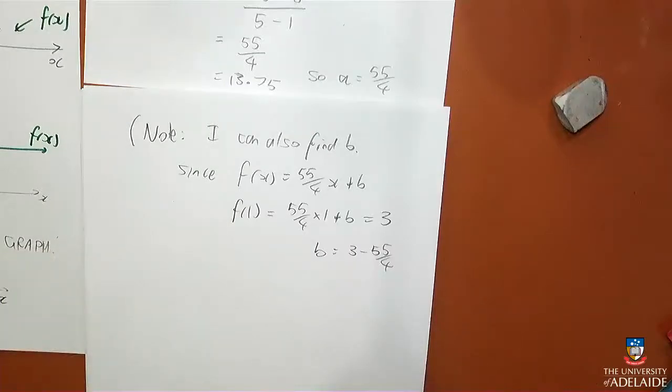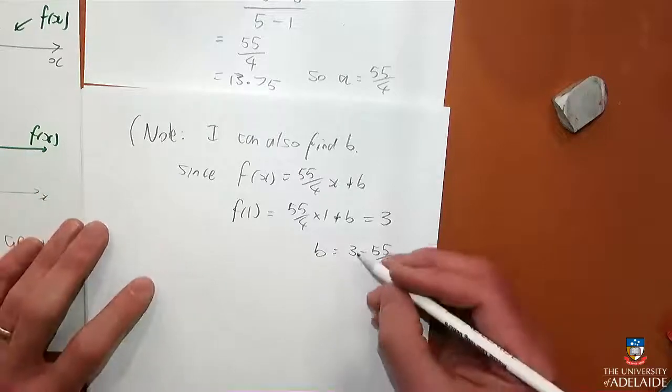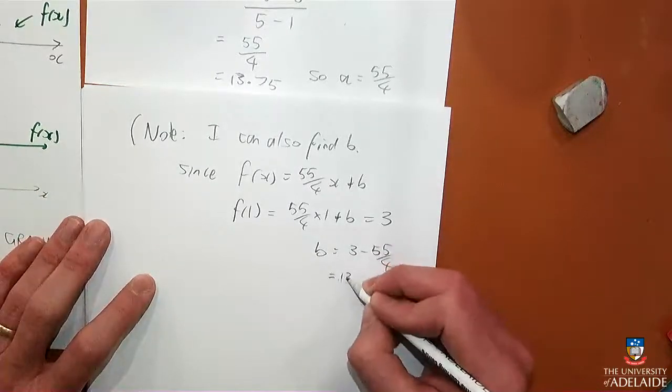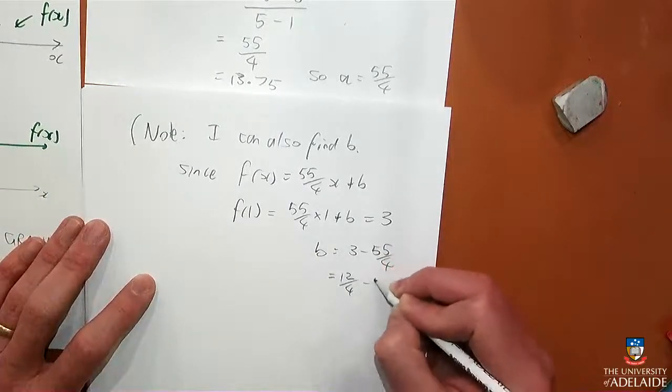which is going to be a negative number. What was 55 on 4? It was about 13 3/4. So looks like I'm going to get minus 10 1/4. But I'm just going to do this properly. It would be easier if this was in quarters as well. So 3 is 12/4.